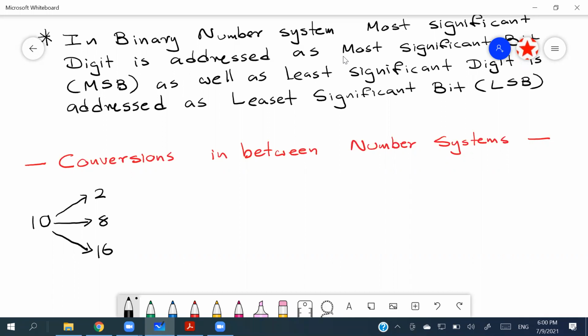Now in your textbook, they are giving 3 topics regarding this: converting decimal into binary, converting decimal into octal, converting decimal into hexadecimal. I'm not going to do that. I'm just going to tell you what's the technique behind it, right? So that is one particular conversion.